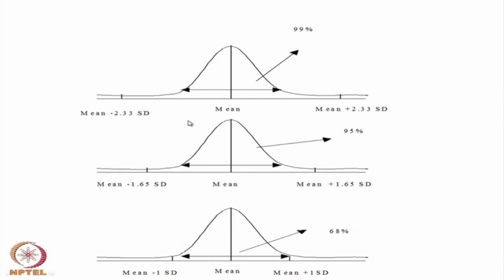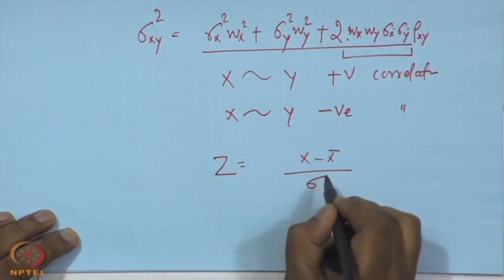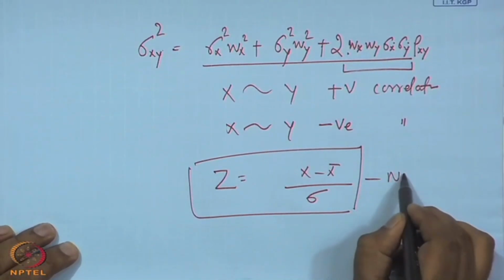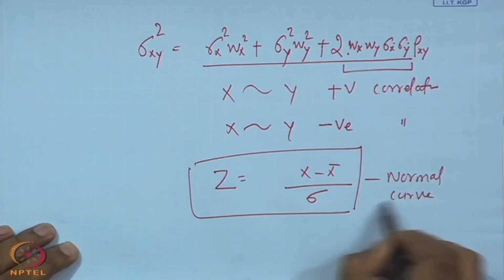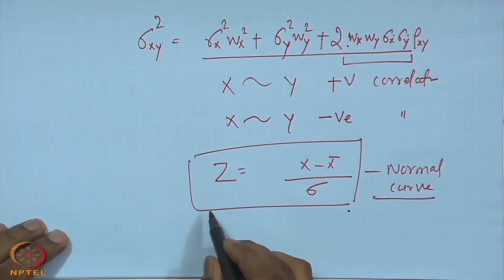So, the mean and standard deviation design what is called the Z score. That Z score is here, Z is equal to x minus x bar divided by standard deviation. On this basis, we will design the normal curve, and using this curve we will design the confidence interval.